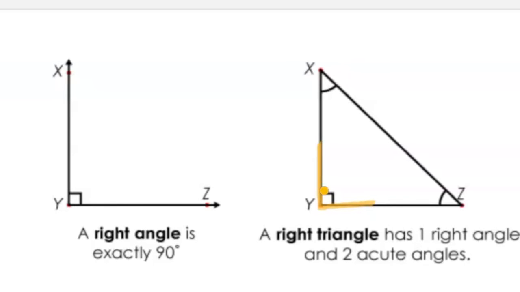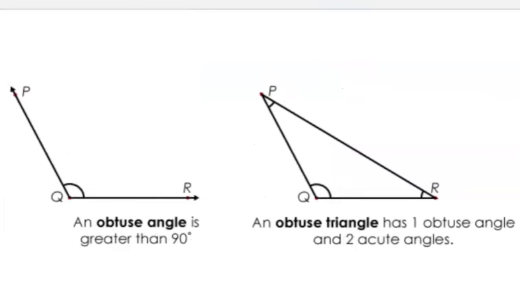When you are classifying triangles, look for this 90-degree angle. If you ever see an exact 90-degree angle or that box representing that 90-degree measurement, that means immediately you can automatically classify this triangle as a right triangle. Now our next type of angle and triangle we're going to discuss is an obtuse triangle.